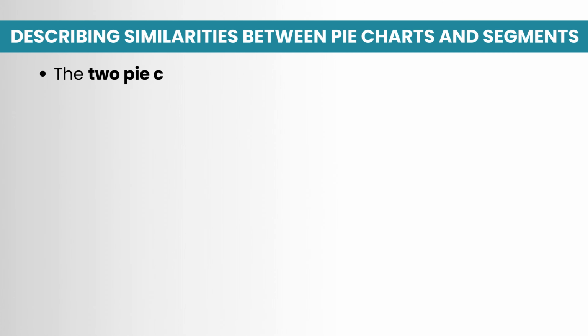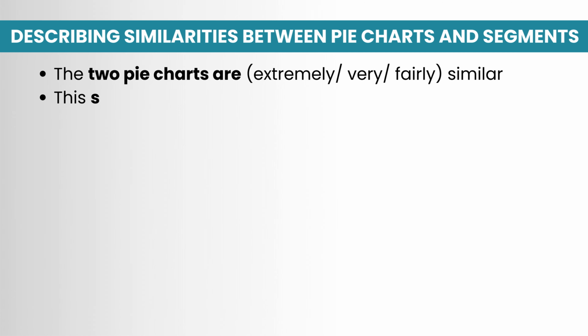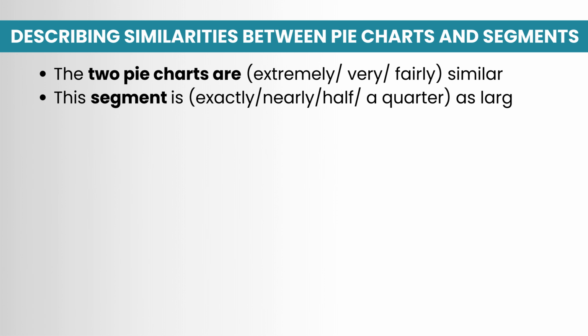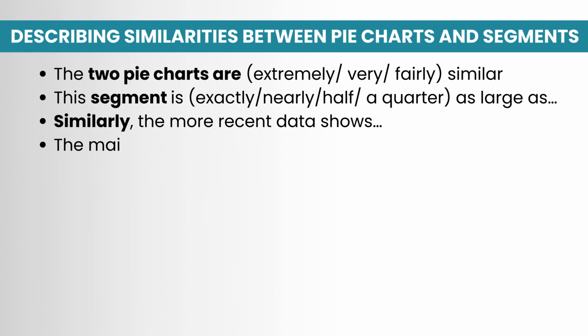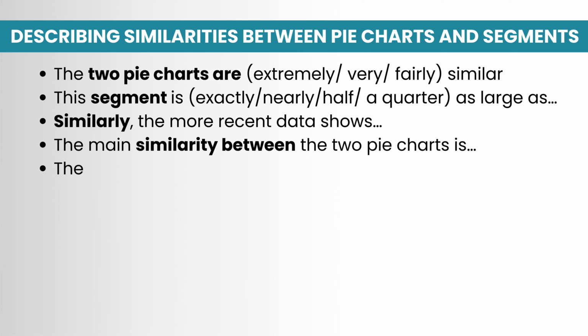Describing similarities between pie charts and segments. The two pie charts are extremely, very, fairly similar. This segment is exactly, nearly half, a quarter, as large as. Similarly, the more recent data shows.